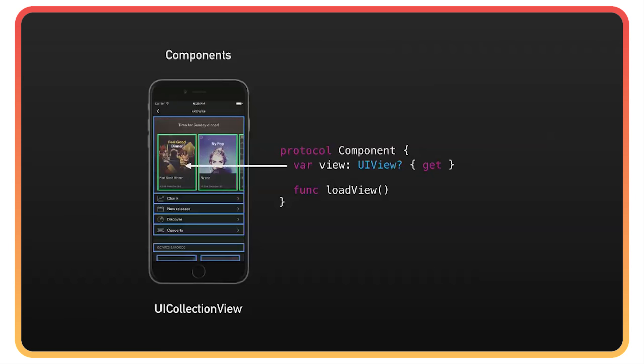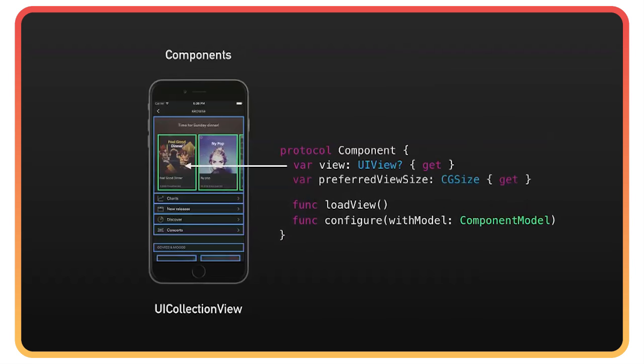And then we're going to take that view and put it inside of a collection view cell so that we can render it all nicely together. Next, what we needed was a way to configure this component with a certain model. And here's where this component model comes in that we talked about just before. So we added a configure with model API that the component can implement.